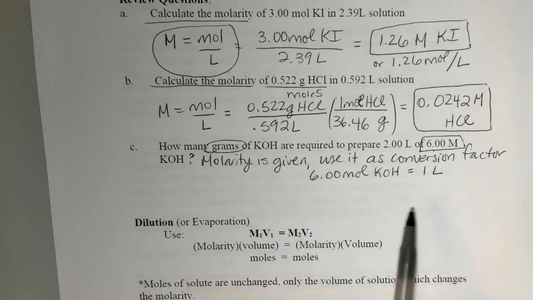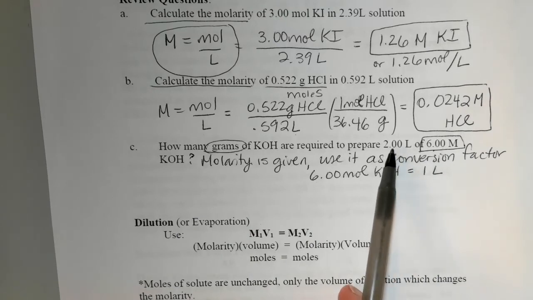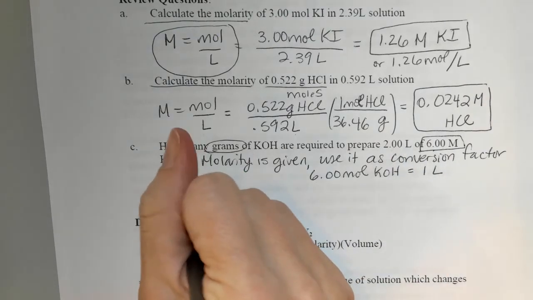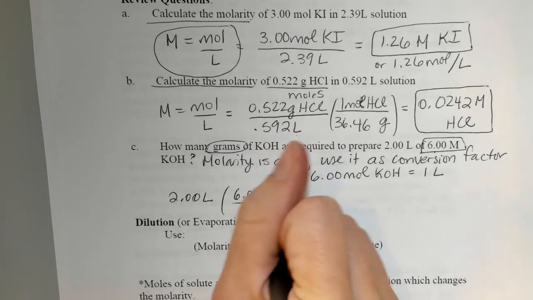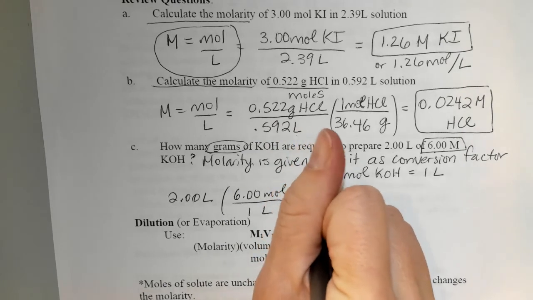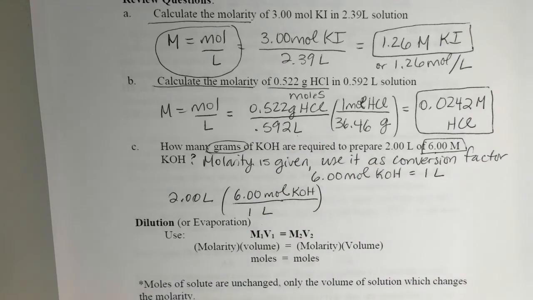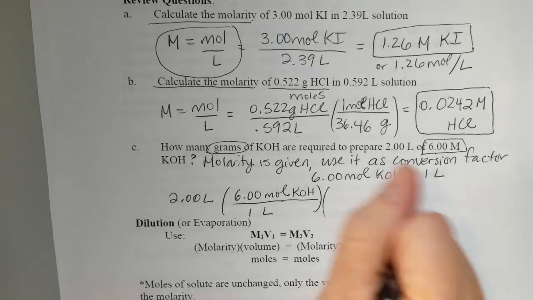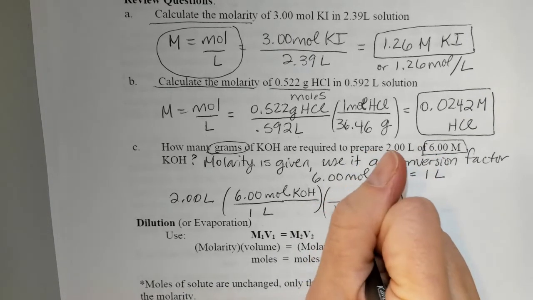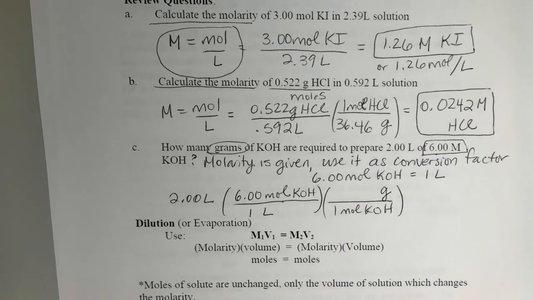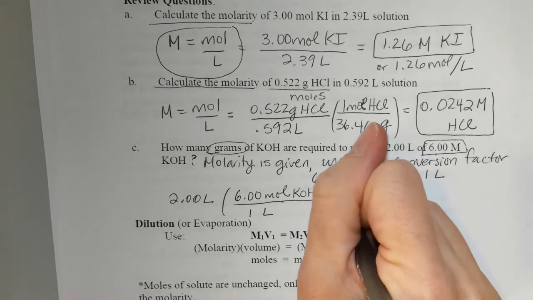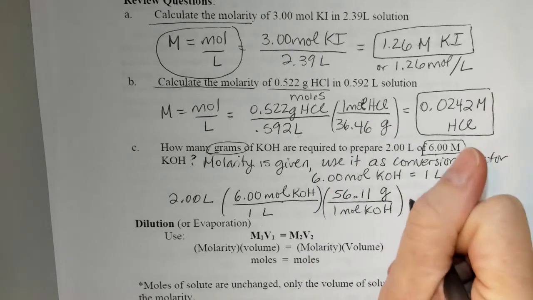When we start dimensional analysis, we always want to start with a mass or a volume. In this case, we're going to start with our 2-liter volume. And then that conversion step says, well, there should be 6 moles of KOH per liter, right? And if we're doing 2 liters of solution, we're going to need 12 moles. And then what I would do in this last conversion step is convert moles to grams using the molar mass. So potassium is 39.1, oxygen is 16, and then hydrogen is 1.01. So we get a molar mass here of 56.11 grams.